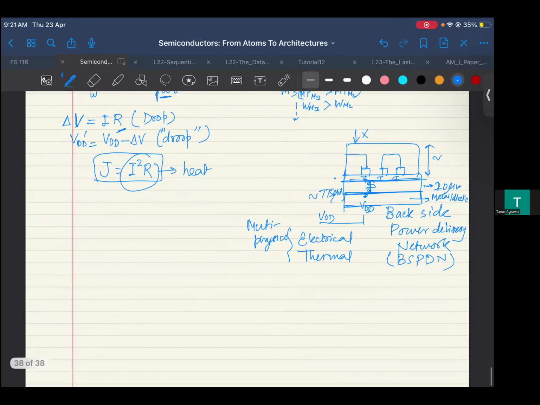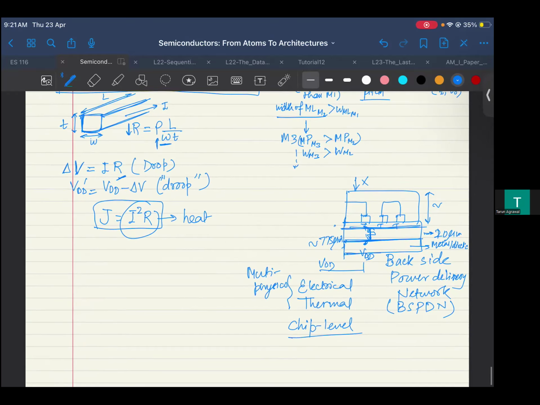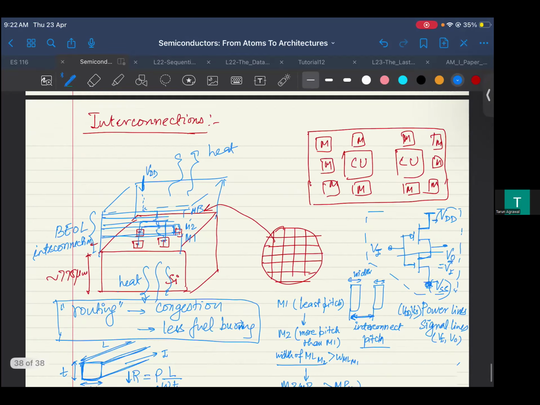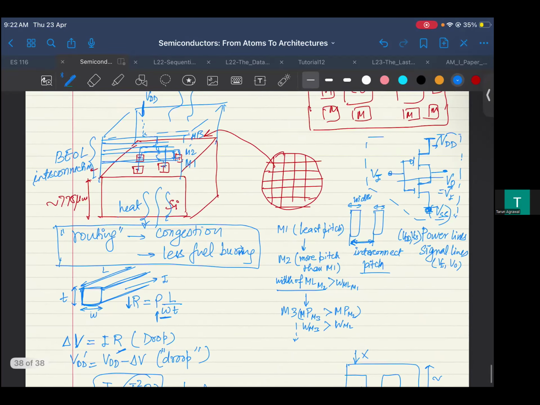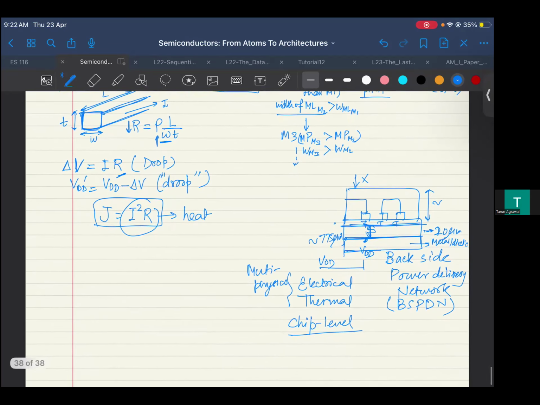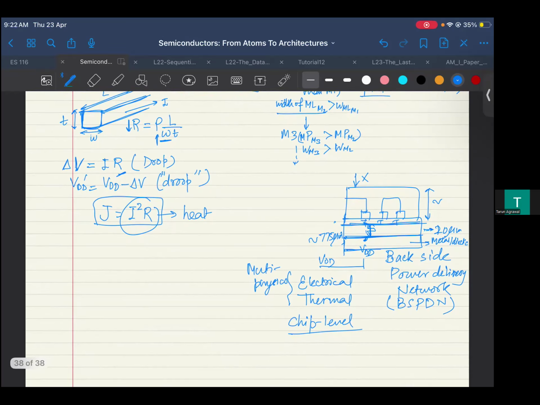So this is a very brief idea of what is happening, at least up to the BSPDN or the chip level interconnects. And now we have to take this to the system level as well, which we will do in another video, the second video. But this gives you a good idea of the interconnects at the chip level, right? So that is what we have looked at: what defines this, and what are the areas people are looking at to redefine this.